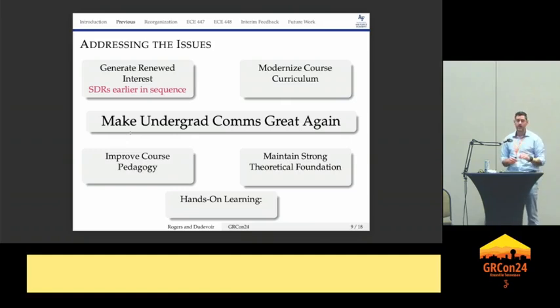Okay, so going back to my goals here of addressing the issues, if I want to generate renewed interest, how can I do that? Well, I can bring software-defined radios in earlier. I can bring them in earlier to the sequence. Okay, well, how do I modernize it? Well, we want to look at real-world signals. Okay, if I want to improve my pedagogy, I want to give them a hands-on experience. I want to have them putting their hands on equipment and really receiving signals and doing the demodulation themselves rather than just learning theoretically about how to do it.